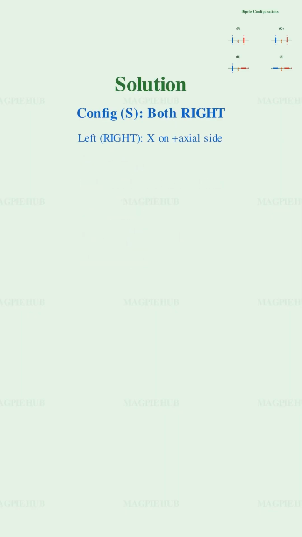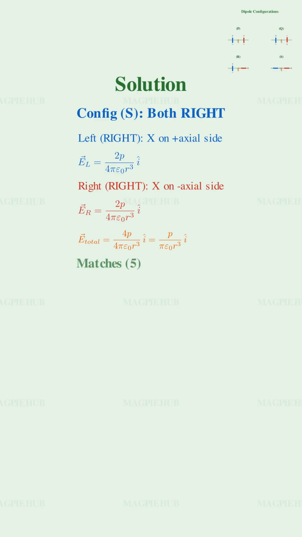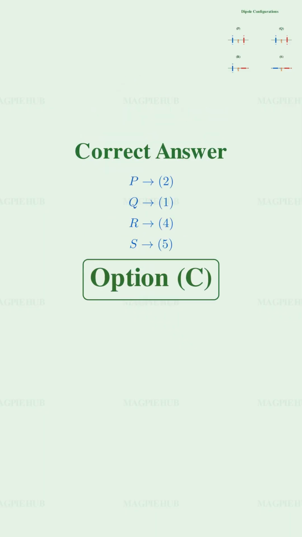Configuration S, both dipoles point right along plus i hat. For the left dipole pointing right, X is on the positive axial side. Its field is 2P over 4 pi epsilon naught r cubed i hat. For the right dipole also pointing right, X is on the negative axial side. The axial field still points along the dipole direction, giving 2P over 4 pi epsilon naught r cubed i hat. Adding both, E total equals 4P over 4 pi epsilon naught r cubed i hat, which is P over pi epsilon naught r cubed i hat. This matches option 5. So the correct matching is P maps to 2, Q maps to 1, R maps to 4, and S maps to 5. The correct answer is option C.